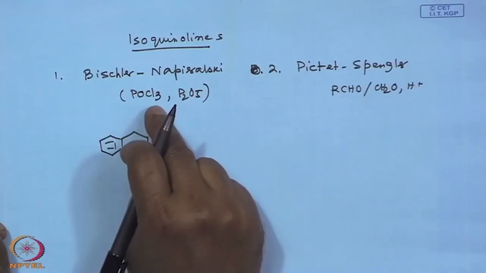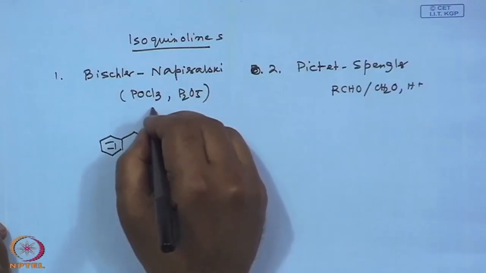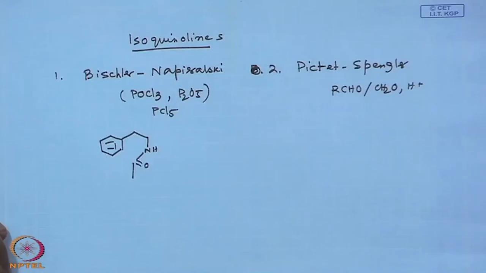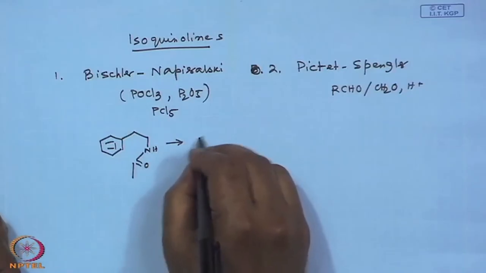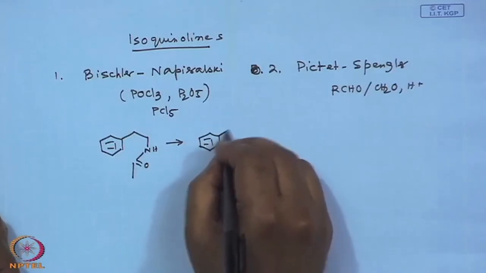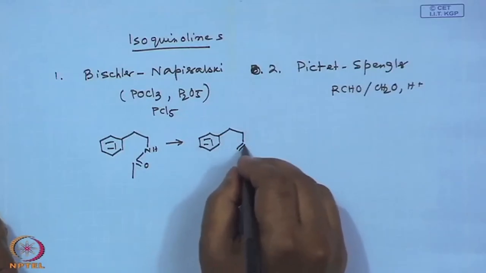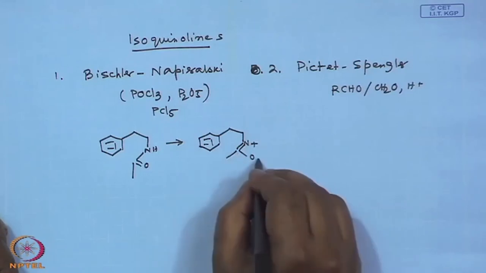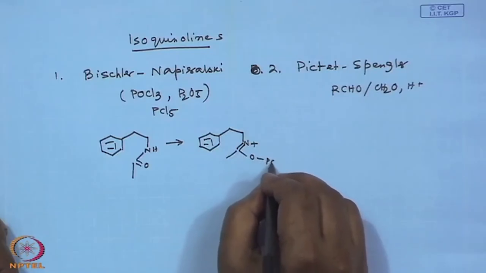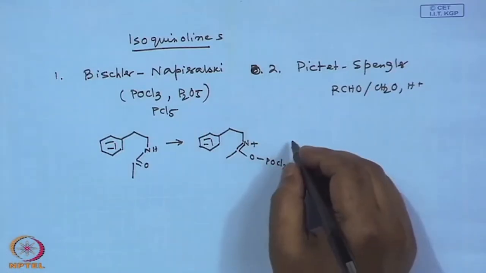And then when you have an amide, the likely reagent to be used is phosphorus oxychloride, phosphorus pentoxide. In fact, you can also use PCl5, depending on the situation. And all of you know this reaction goes through the corresponding iminium salt. So as usual, if you are using POCl3, it should be POCl2, and this is this, right?